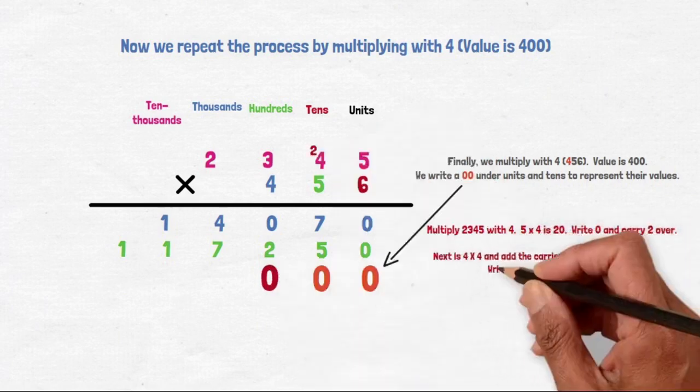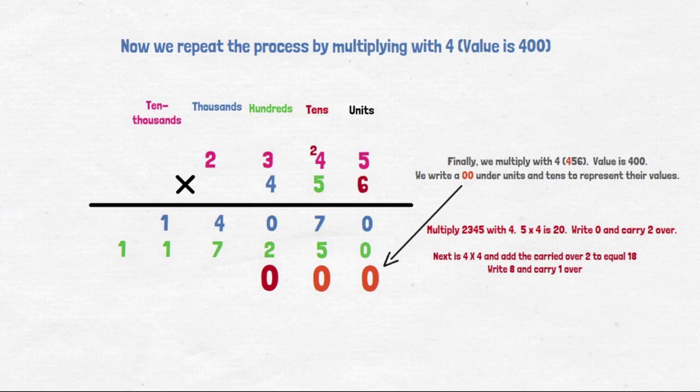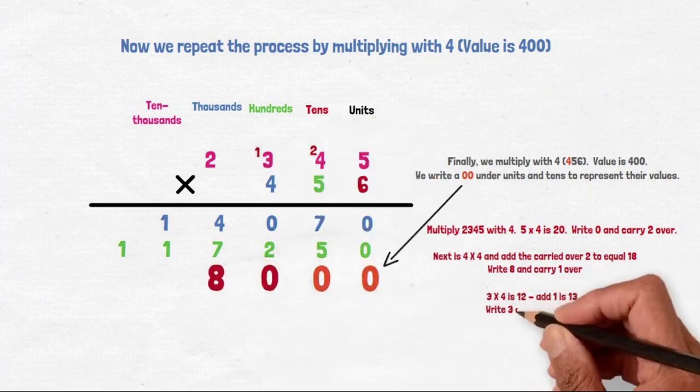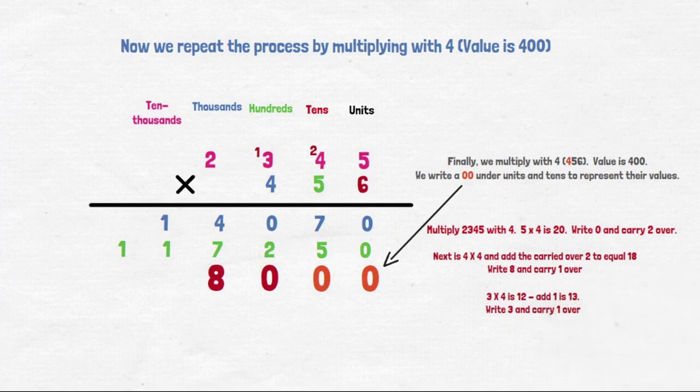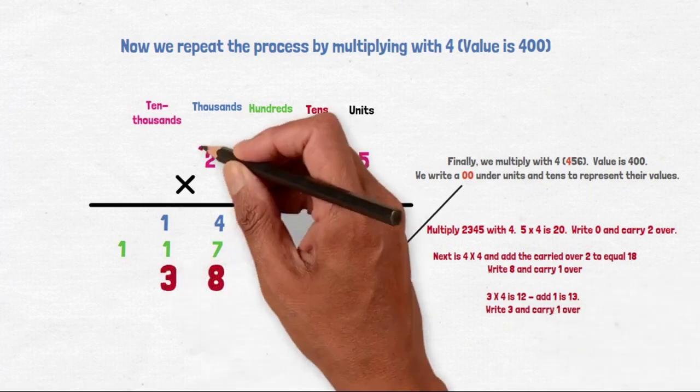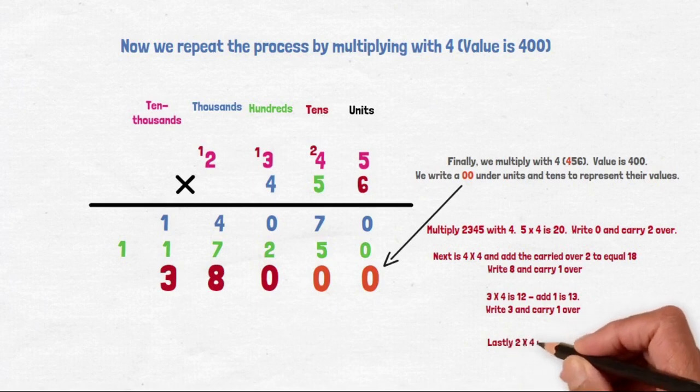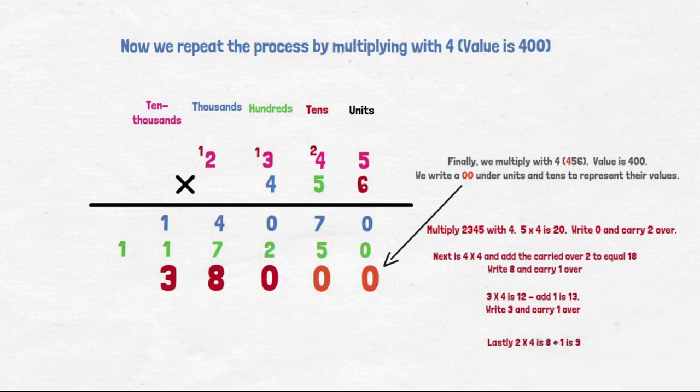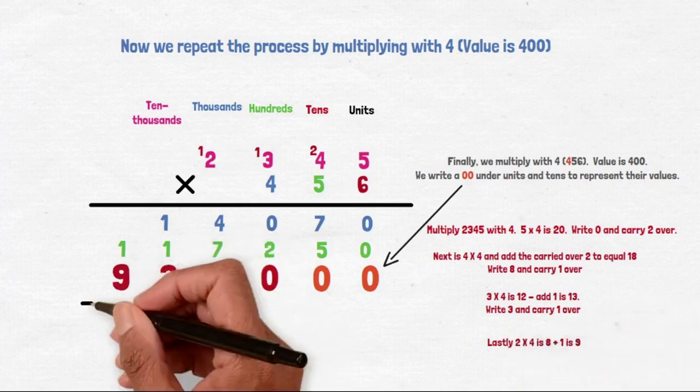4 times 4 is 16, plus 2 is 18. We enter our 0 and carry the 1 over. 3 times 4 is 12, plus 1 is 13. We enter the 3 and carry the 1 over. 4 times 2 is 8, plus 1 is 9.